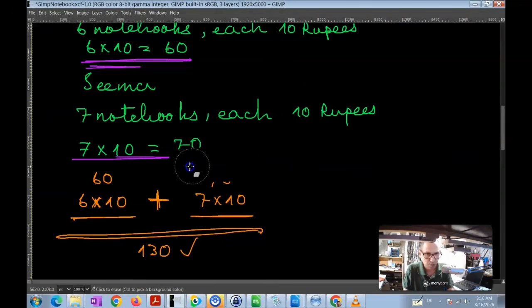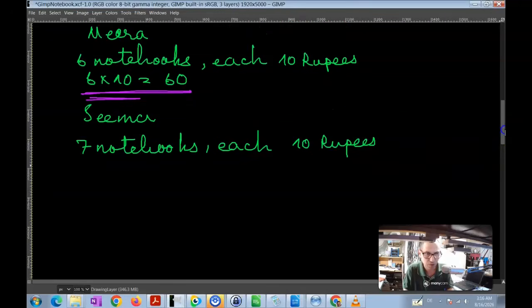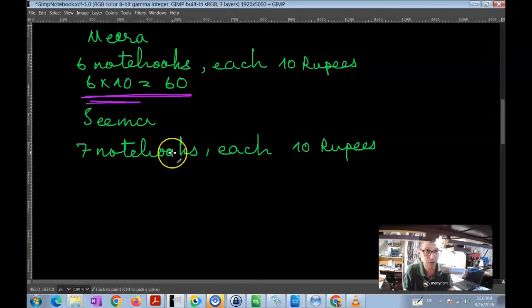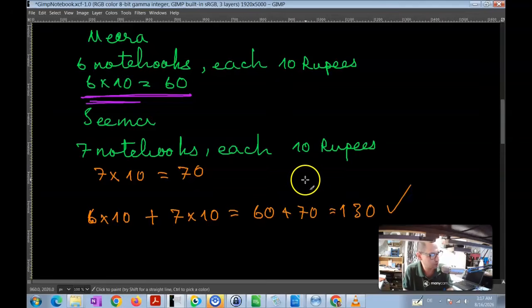so when they want to calculate the total amount of money that both of them paid, they could simply write this is 7 times 10, which is equal to 70. So they could write 6 times 10 plus 7 times 10, and that would be equal to 60 plus 70, which is equal to 130, right? So that's one way to write it.